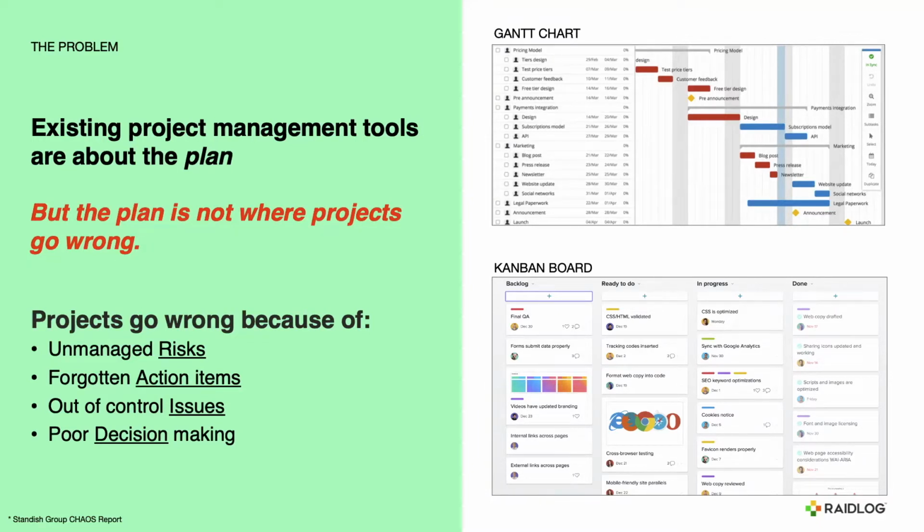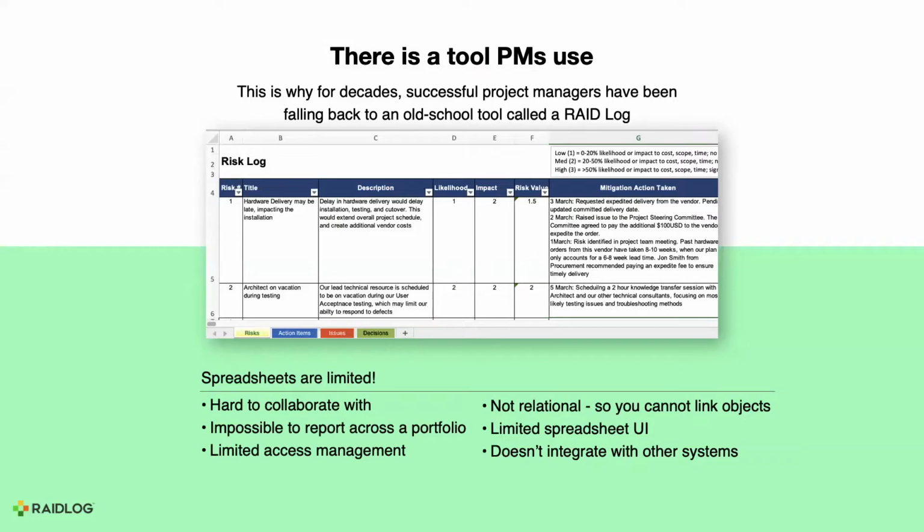Now, project managers have been using RAID logs to successfully run and rescue projects for decades, but project managers have always had to fall back to a spreadsheet to manage RAID. And that's okay, but spreadsheets do have limitations. They're hard to collaborate with, they're impossible to report on across multiple projects and portfolios, limited ability to manage access, you can't track historical changes, they're not relational, and the problems go on and on.